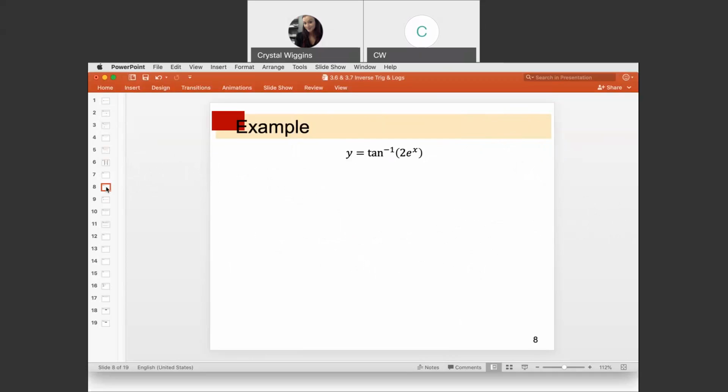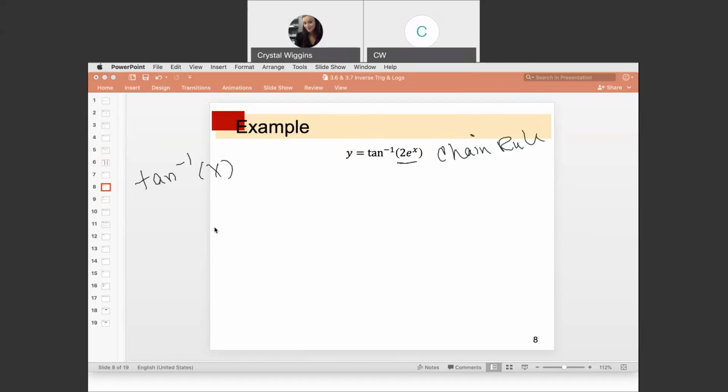So this one is y equals tan inverse of 2e to the x. So again, because the inside function is more than just x, we have ourselves a chain rule. Let's recall the basic inverse derivative of tangent. So when we're taking the derivative of the inverse tangent function, it is 1 over 1 plus x squared.